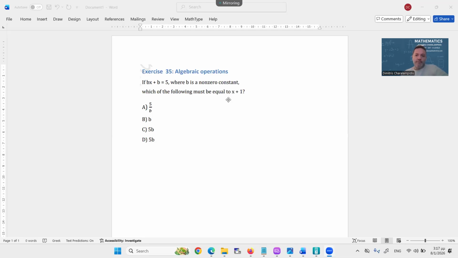Exercise 35. It's an exercise that involves algebraic operations. If bx plus b is equal to 5, where b is a non-zero constant, which of the following must be equal to x plus 1?